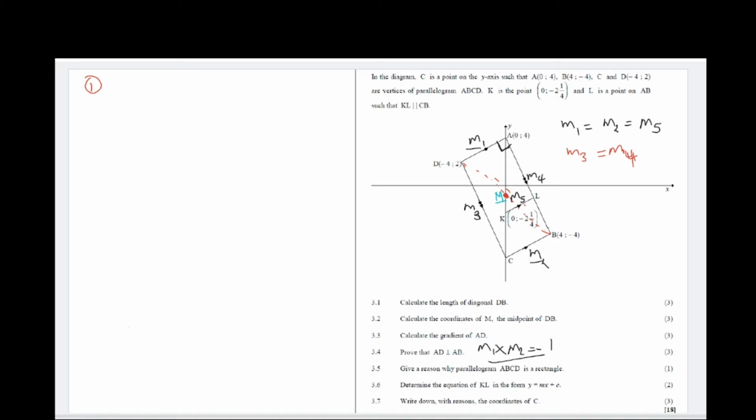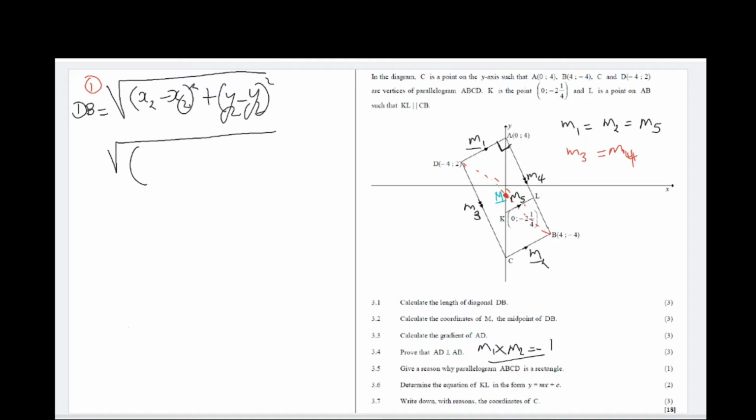So the first one, what I did was use the standard formula, right? Which is the square root of open brackets xd minus xb, close brackets, squared, plus open brackets yd minus yb, close brackets, squared. Then x of d is negative 4 minus x of b, which is 4, all squared, plus open brackets y of d, 2, minus y of b, which is negative 4, close brackets squared. And then the first bracket gave me negative 8, then the second one gave me 6.